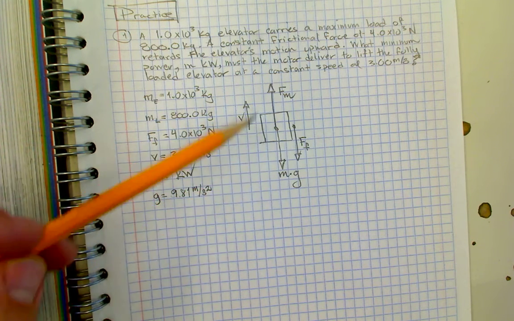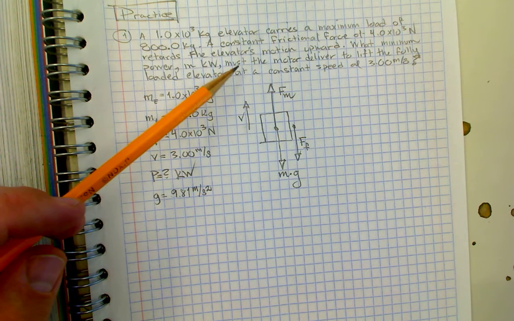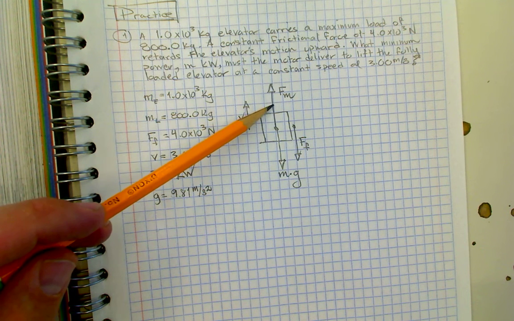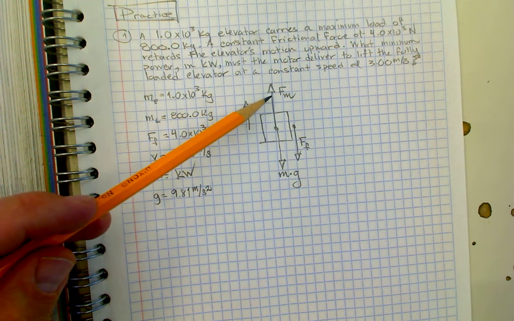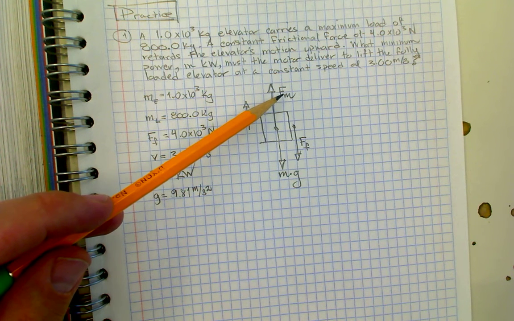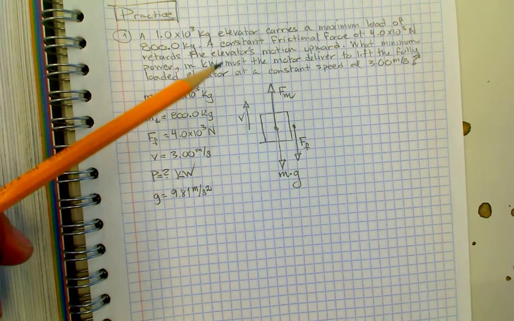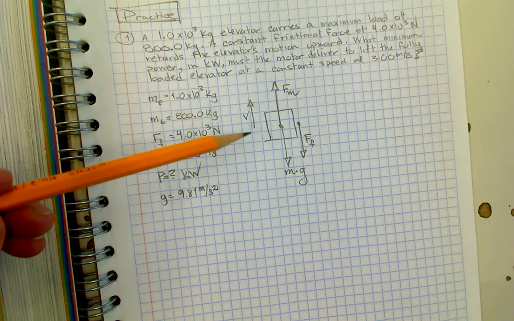And so that's the most important thing that we get out of this diagram. We are asked about what this motor is doing that's supplying this force that's lifting this whole elevator. And so that is the force that I need to consider in my power calculation, because I'm asked about the power that the motor has to exert.